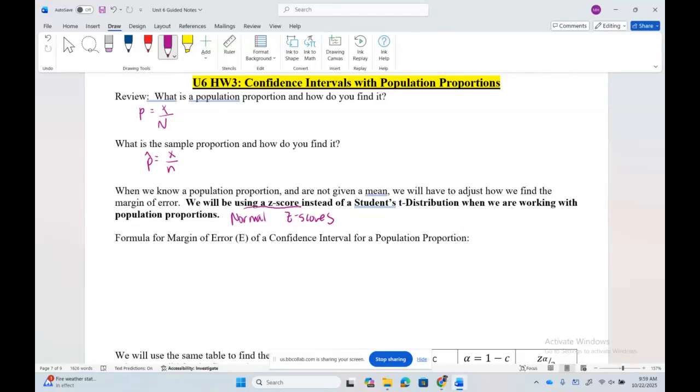All right. The formula for the margin of error is going to change a little bit. So our margin of error is going to be that critical z value that we're used to when we know the population standard deviation. And then all of that is going to get multiplied by a big square root. We're going to do p hat times 1 minus p hat. And all of that is over our sample size. Okay, so there's our formula for our margin of error.